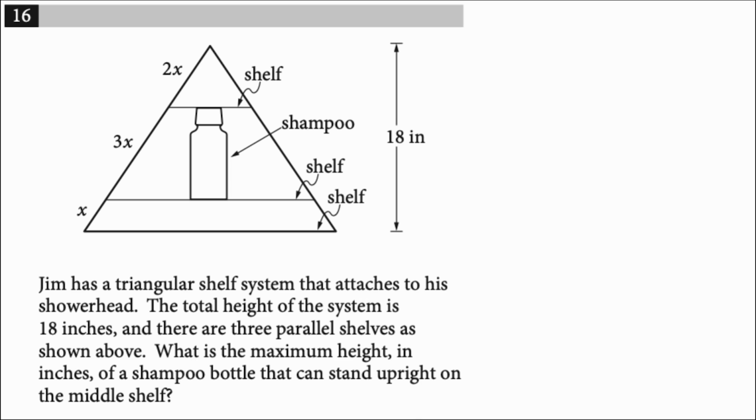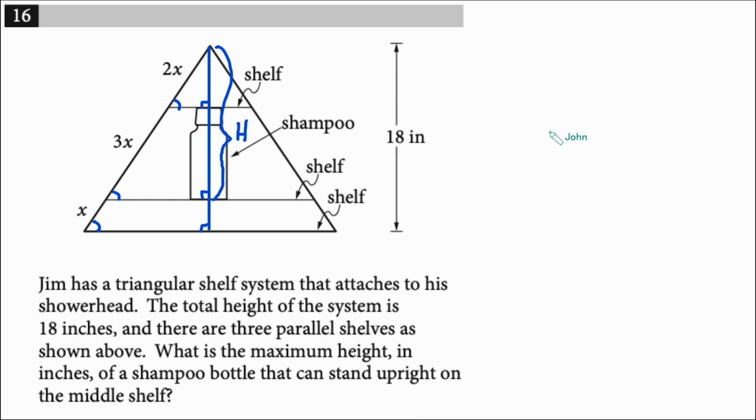We're given that the height of the large triangle is 18, so let's drop an altitude down the center. That makes these angles 90 degrees, and because the shelves are parallel, we have corresponding angles on the left. Hence, all 3 of these right triangles are similar. To get the height of the bottle, we can subtract the height of the middle right triangle from the height of the small right triangle, but we need to find both of these heights first.